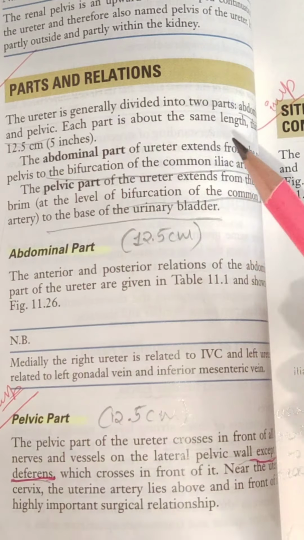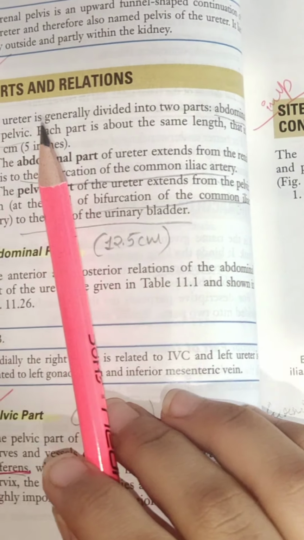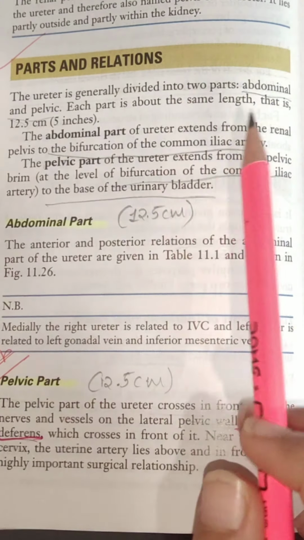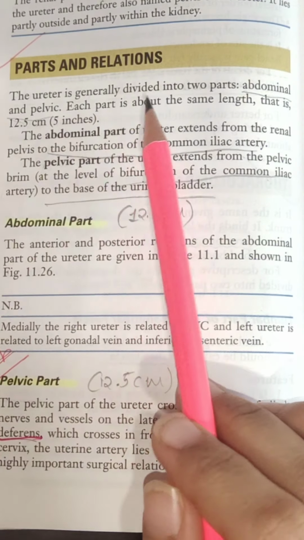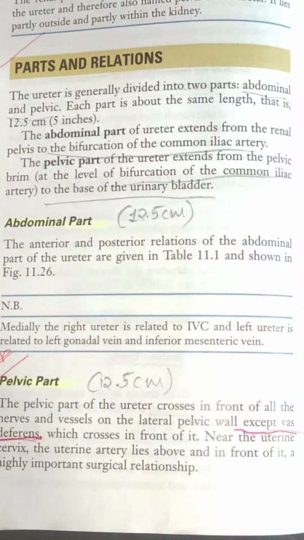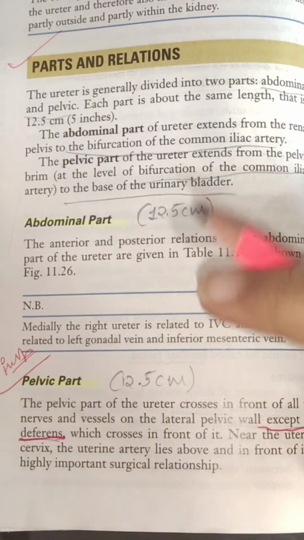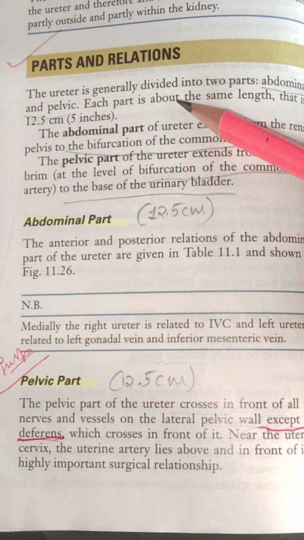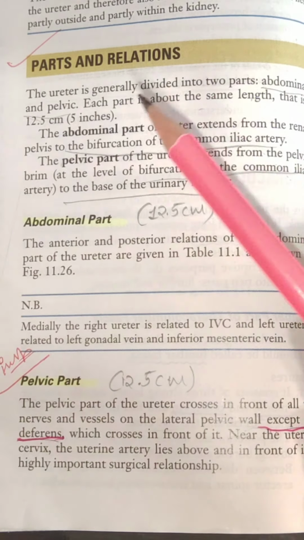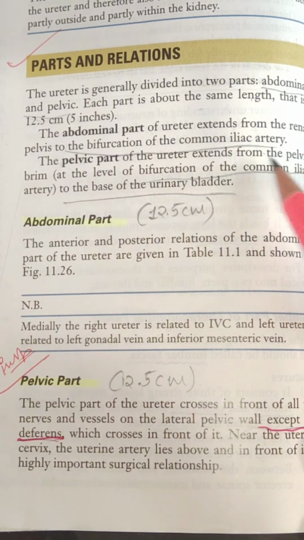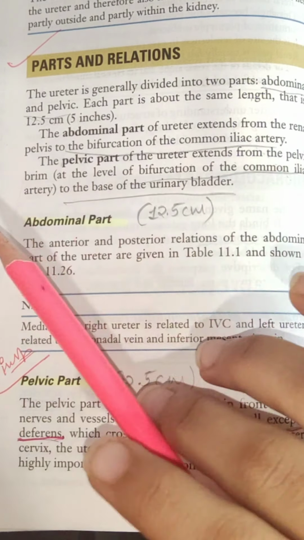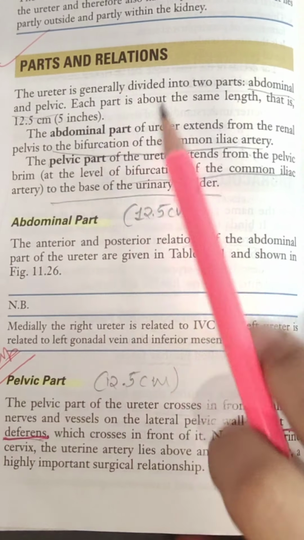So further moving on, parts and relations of the ureter. First, the ureter is generally divided into two parts, that is, as I have said, the abdominal part and the pelvic part. Each part is about the same length, 12.5 centimeters, so in total it is 25 centimeters. The abdominal part of the ureter extends from the renal pelvis to the bifurcation of the common iliac artery, whereas the pelvic part extends from the pelvic brim, which is the level of bifurcation of the common iliac artery, to the base of the urinary bladder.